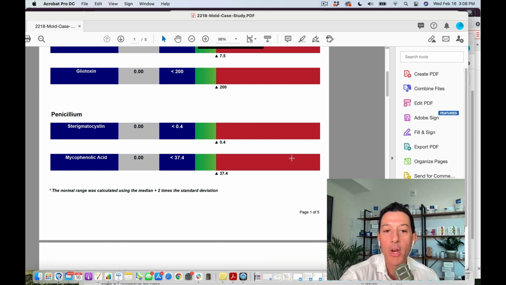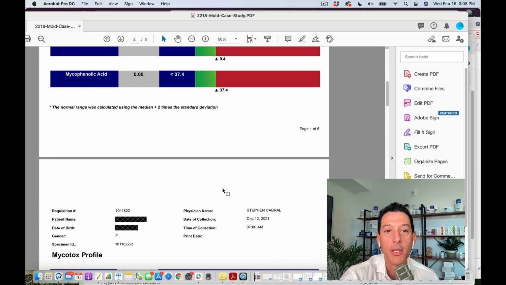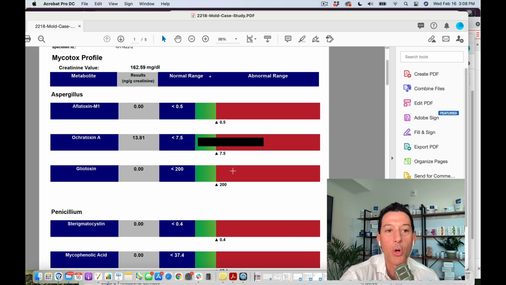Both of them look great. So this client had no major issues whatsoever on their lab test. So that's good to see. But we can certainly see there was some airborne exposure.